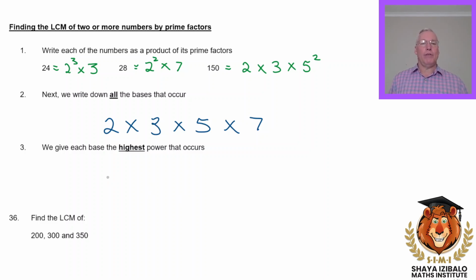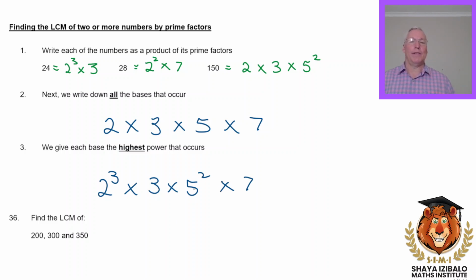Now, if we're choosing our powers, we can't say, well, let's just have one 2 here, because 2 to the 3 won't divide into it. So in fact, for the lowest common multiple, we choose the highest of each. So 2 to the 3, 3 to the 1, 5 occurs twice, so we've got to have two 5's, and 7 occurs once.